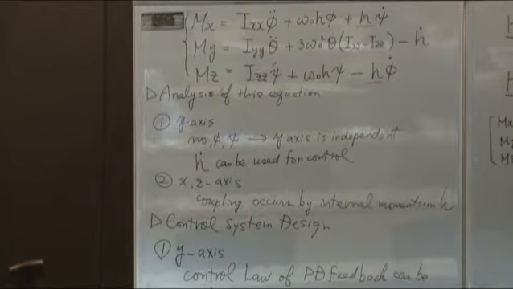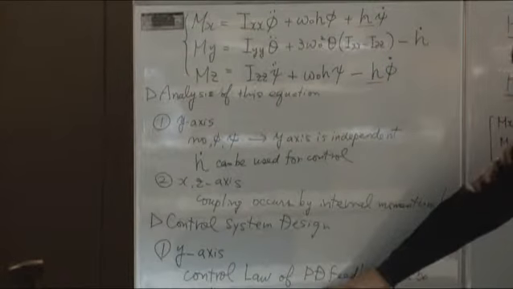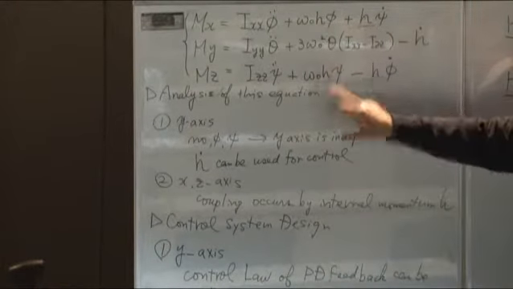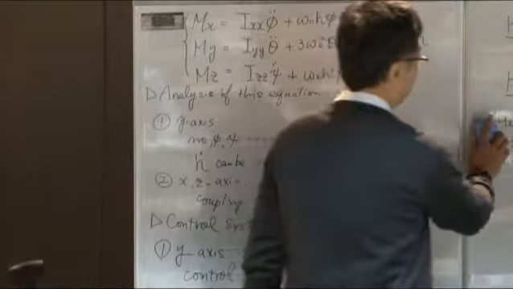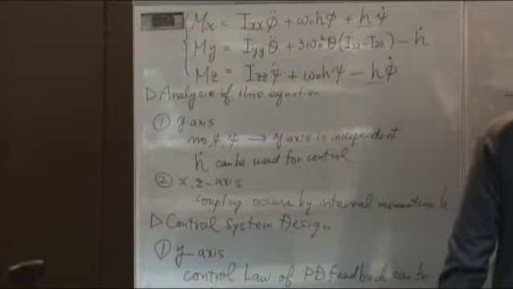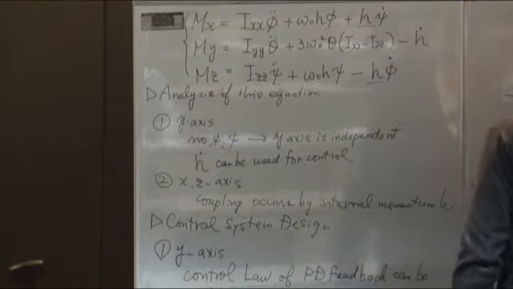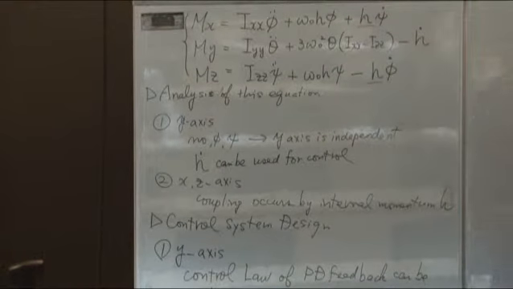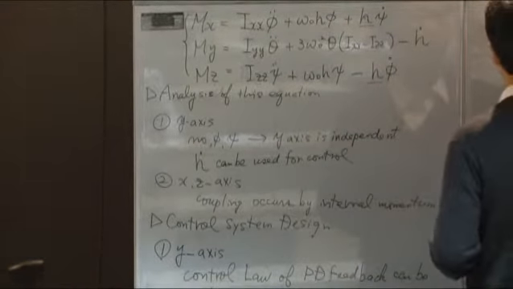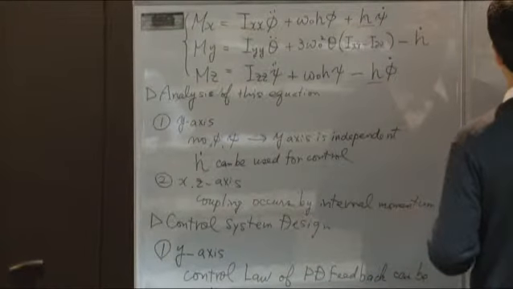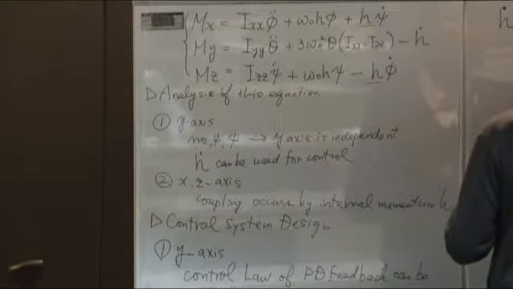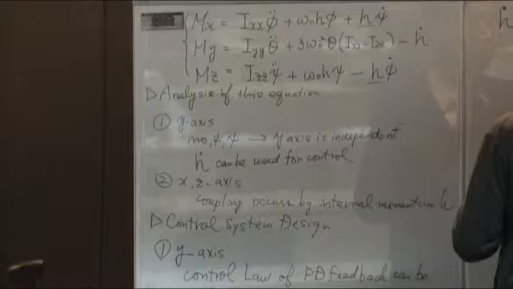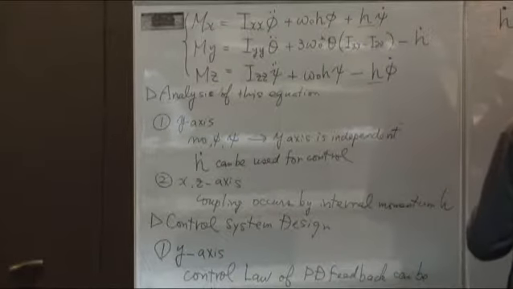Okay, P means feedback of theta, and the D means a differential, that is theta dot feedback. So the control equation, the control algorithm, is something like this.